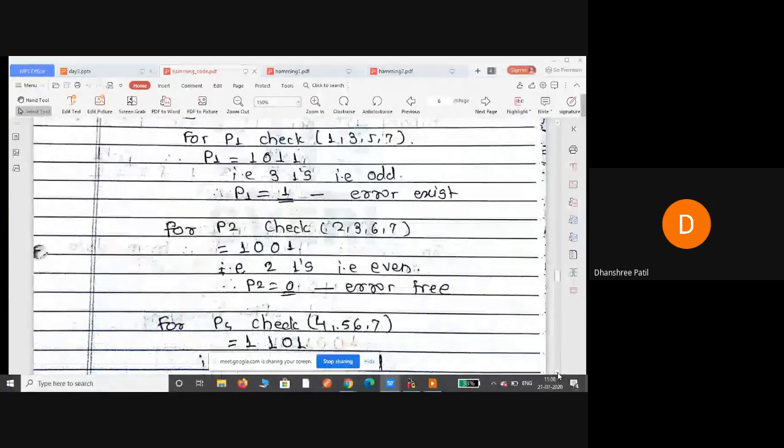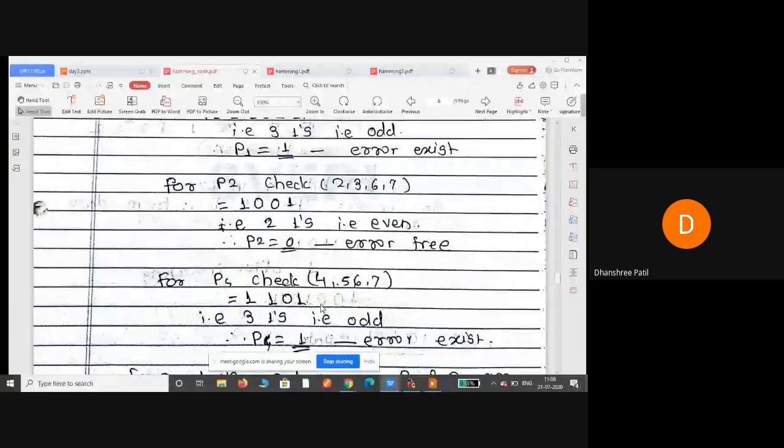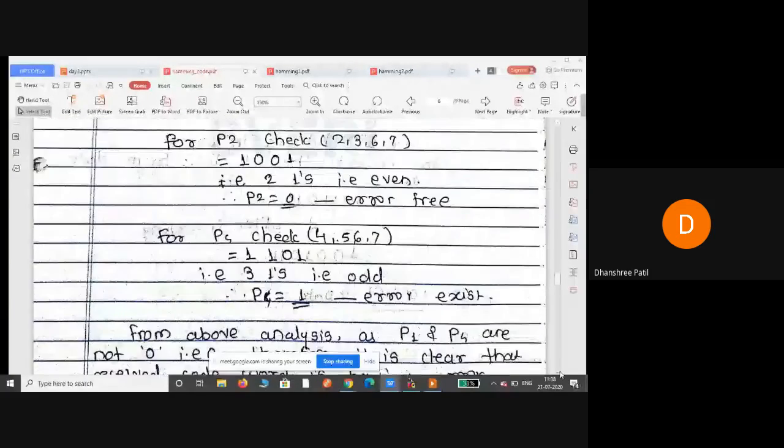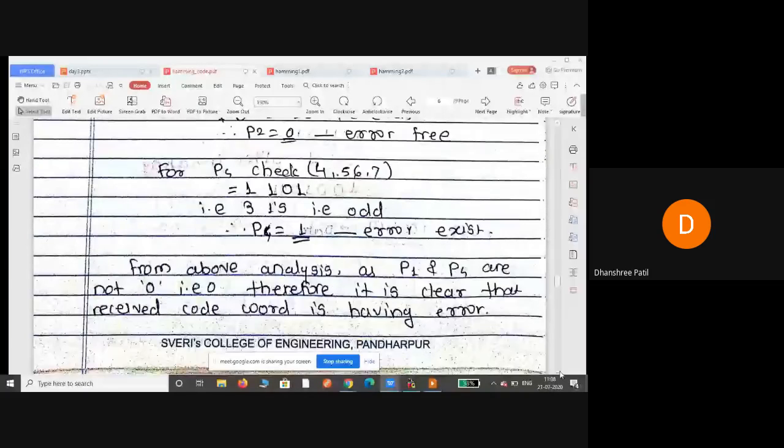Okay. Then for P4, we have to check 4, 5, 6, 7. Number of ones are 3. That is an odd value, means error exists. So from this we can conclude that yes, there is an error. But where is the error and how to correct it? Now for that, how to check where, means which bit contains an error?